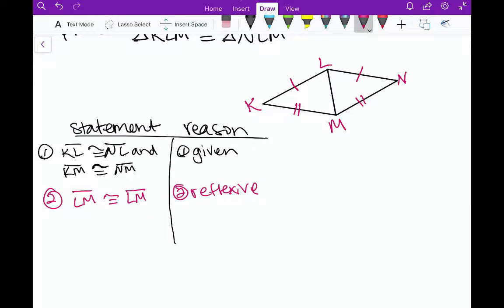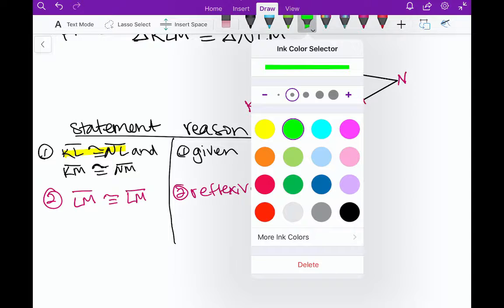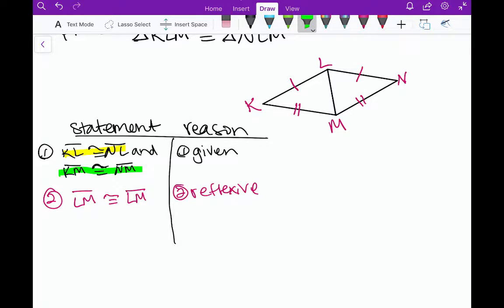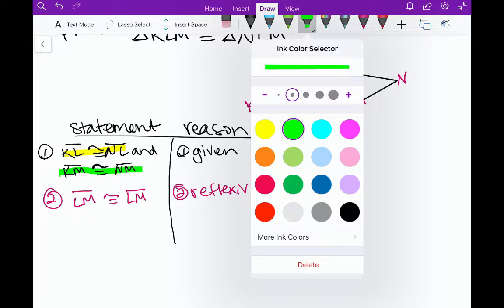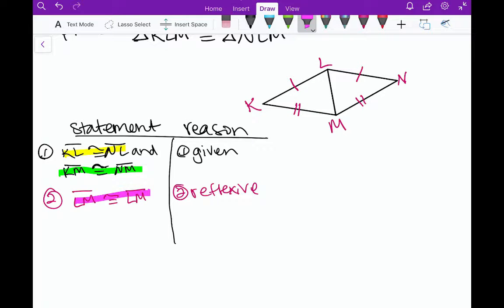So now we have one side congruent to another, then we have another side congruent to another, and then we finally have our third side. So we now have three sides congruent to another three sides. Therefore, we can say that the triangles are congruent by side, side, side.